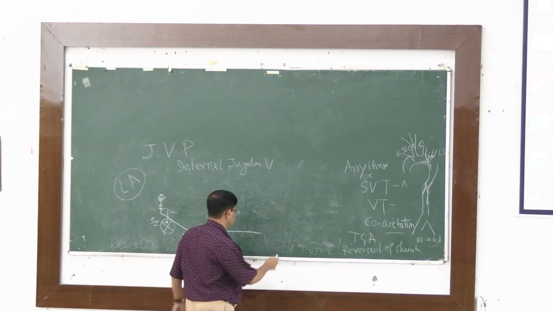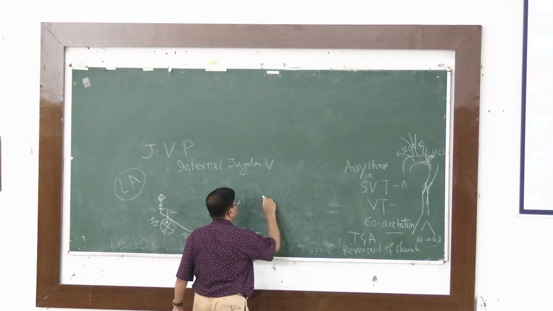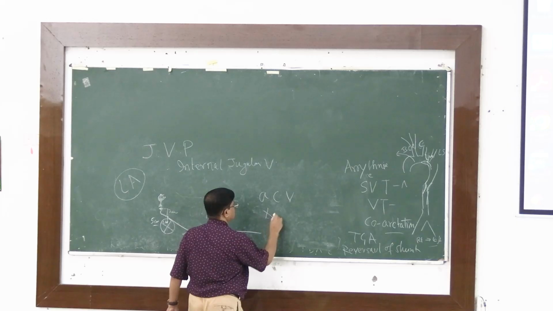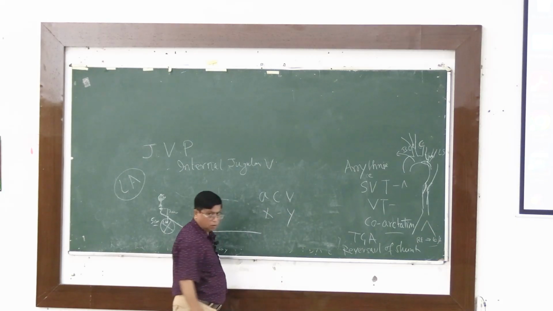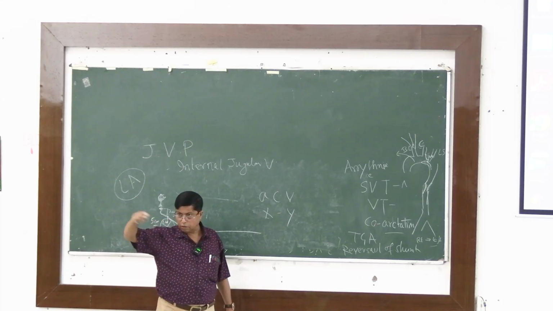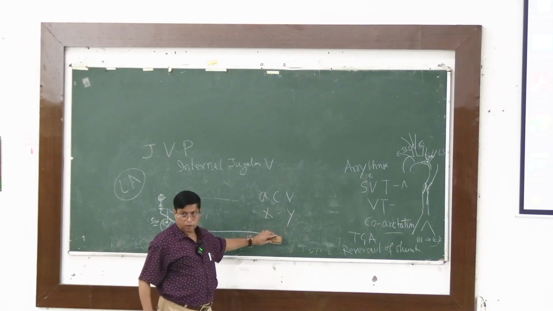That is important. Now the JVP has 3 positive waves: the A wave, C wave and V wave, and there are the X descent and Y descent. If I trace the JVP, the left atrial pressure, then we get 3 positive waves A, C, V and 2 negative waves X and Y.